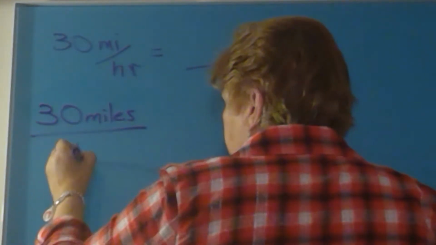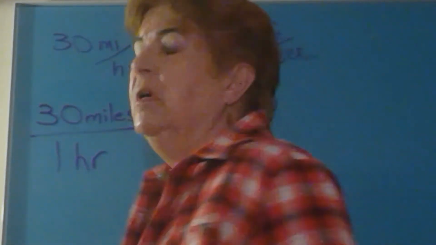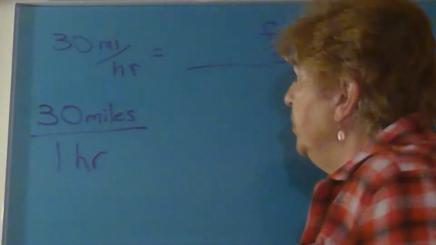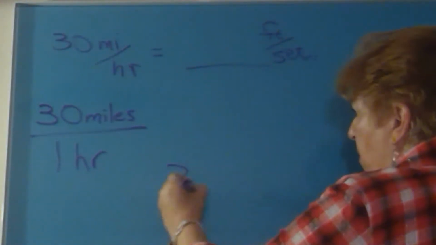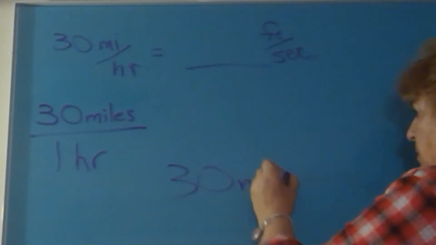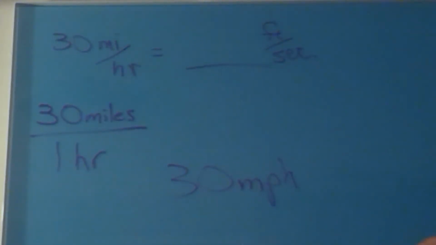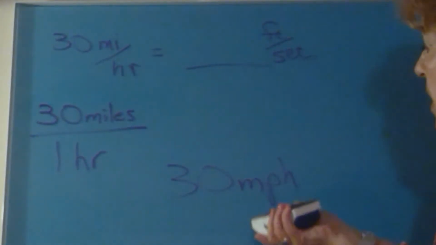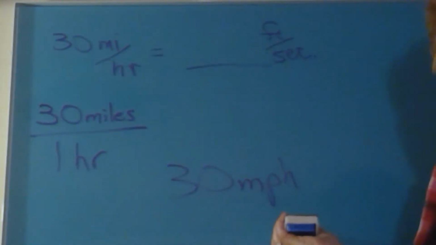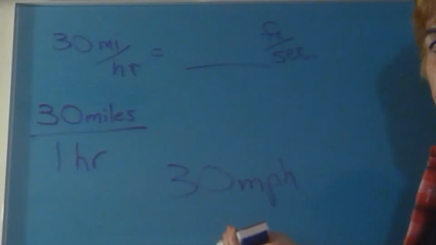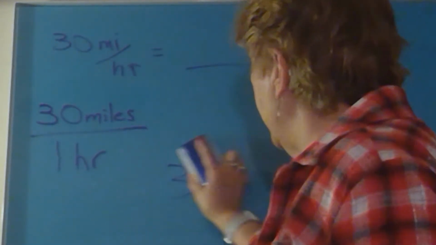in 1 hour. Often you will write 30 miles per hour like that. The problem with writing it like that, and I think your book might even do that a couple times, is that it doesn't look like a fraction, okay? The units don't tell you what you need to divide out.